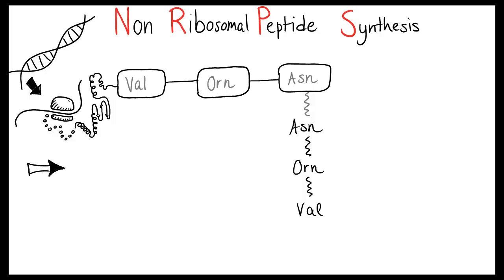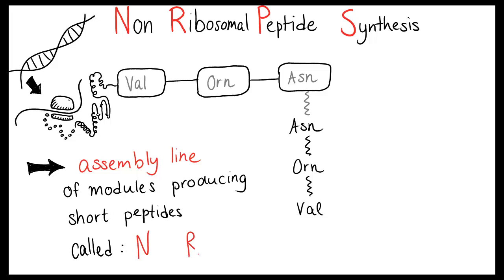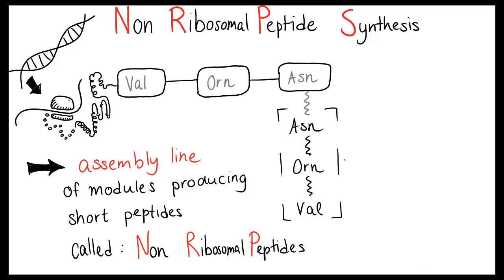To cut a long story short, NRPS is about an assembly line of modules producing a short peptide called NRP, non-ribosomal peptide. Our valine ornithine asparagine peptide is such an NRP.